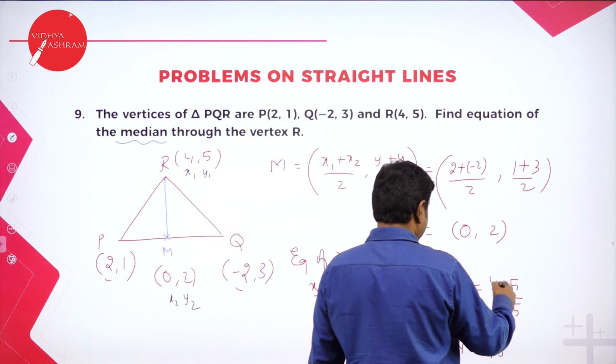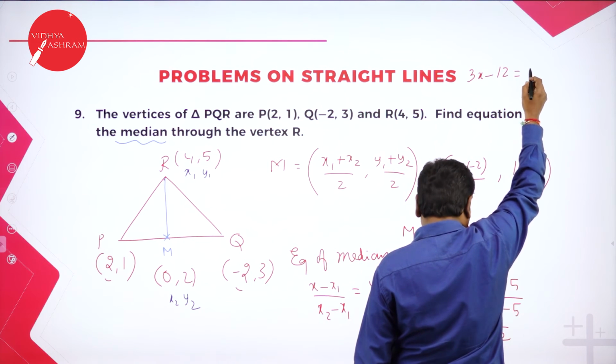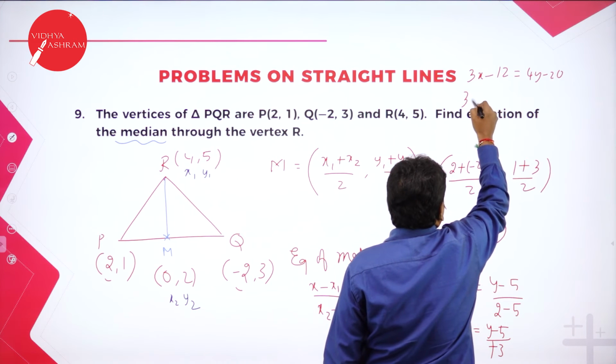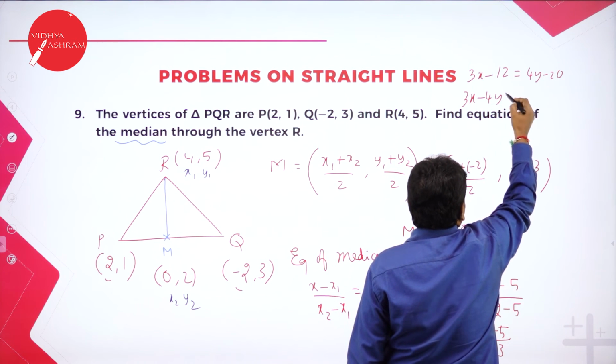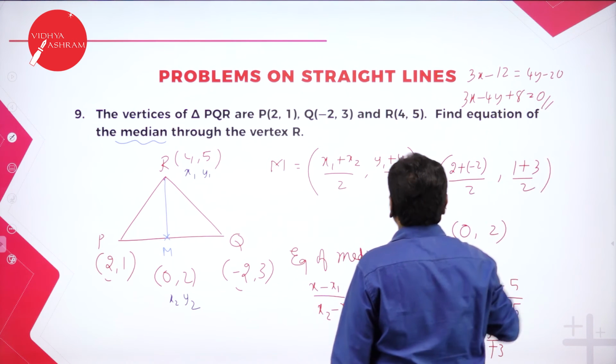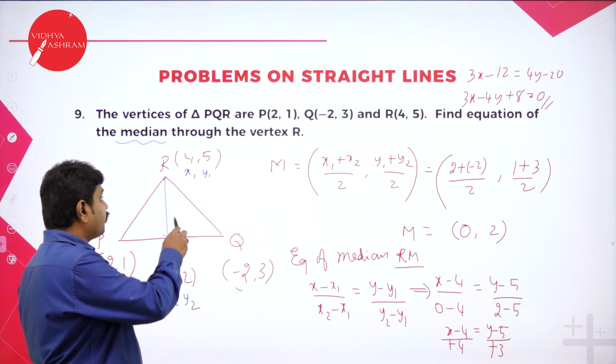When you cross multiply this, you will get 3x minus 3 4s are 12 is equal to 4y minus 20. Rearrange it: 3x minus 4y, bring this, so minus 12 plus 20 is plus 8, equal to 0. This is the answer. They want the equation of median through R.